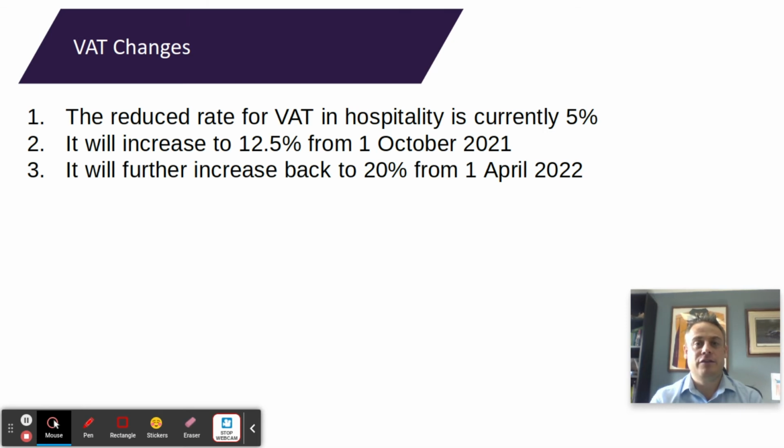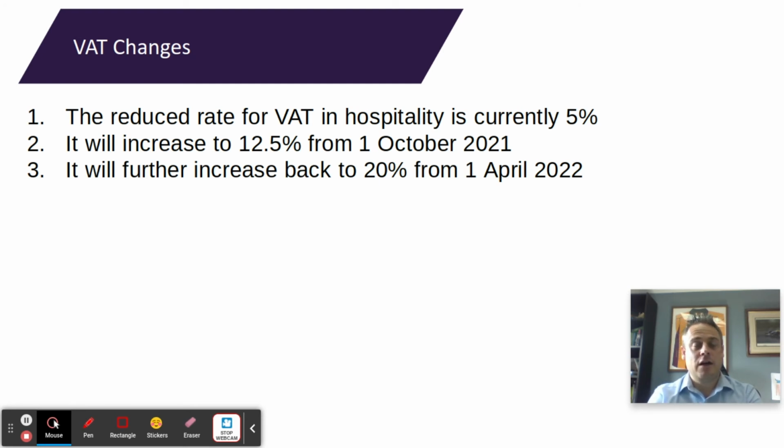The first one relates to VAT and the reduced rate for VAT in the hospitality industry, which, as part of the package of coronavirus business support measures, VAT that the hospitality industry charged to their customers was reduced to 5%. Now, this 5% rate is going to end at the end of this month on the 30th of September, and the reduced rate will increase to 12.5%.